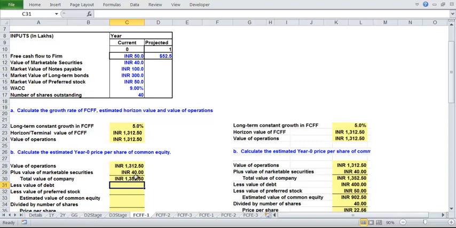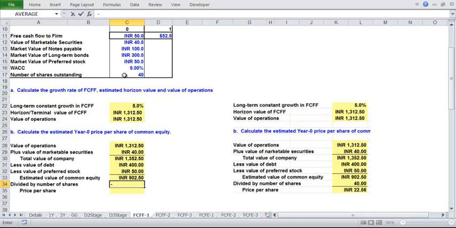But we are not interested in the value of the company. We are interested in the value of the stock. So we have to deduct from here the value of the debt. What is the value of the debt? Your notes payable and the long-term bonds are the value of the debt. We have to remove it from the total value of the company, and also the value of the preferred stock, because the company has also preferred stock. Here we are interested in computation of common equity, not preferred plus common. So we will get the value of the equity as total value minus the debt minus the preferred stock. So this comes to the value.